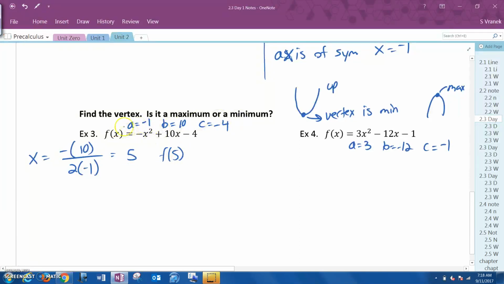Oh, and by the way, we also have to say how this opens. This opens down. And if it's opening down, that means the vertex will be a maximum. So you could have told me that before you even did this problem. But let's find this value right now anyway. So we have negative, and then we put a 5 in squared plus 10 times 5 minus 4. So that's -25 plus 50 is 25 minus 4 is 21. So we get a vertex of (5, 21), and this would have to be a maximum, again, because it opens down.